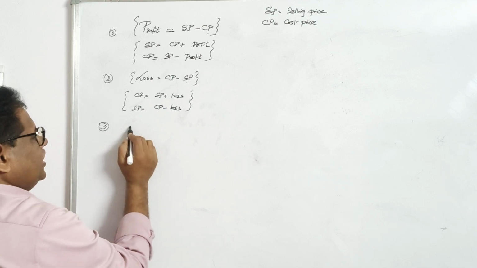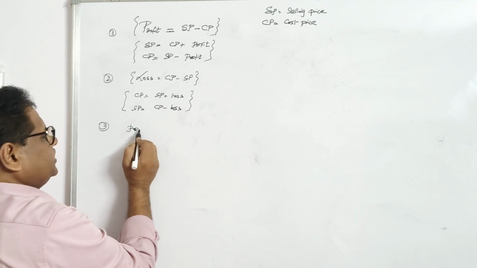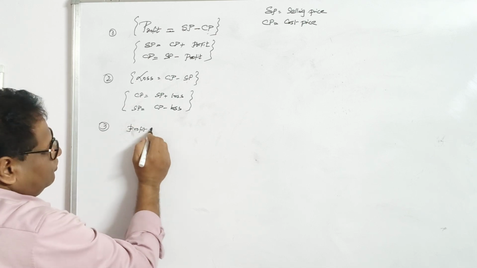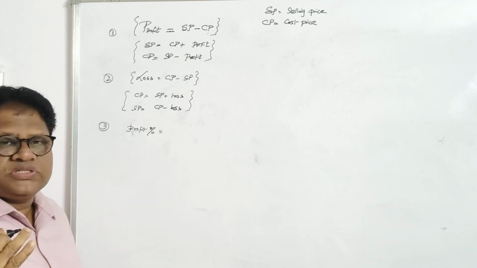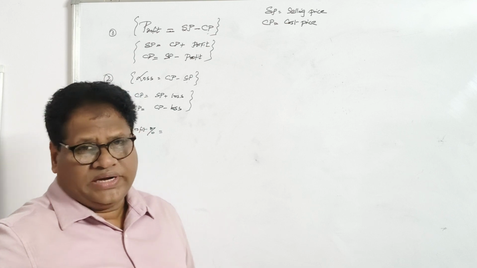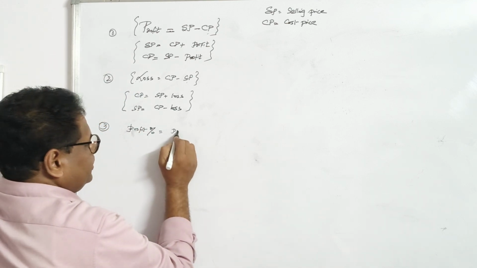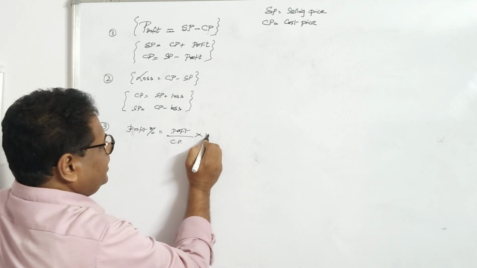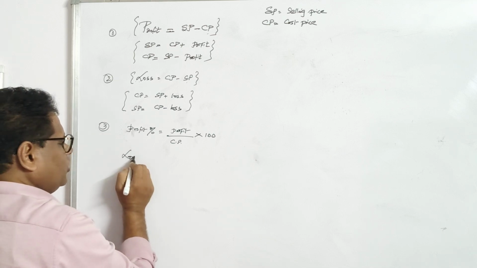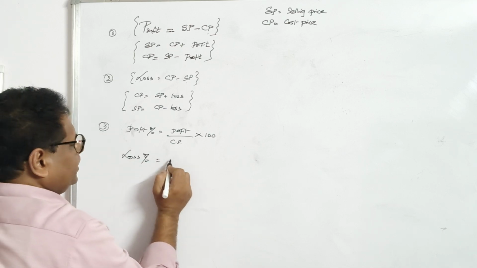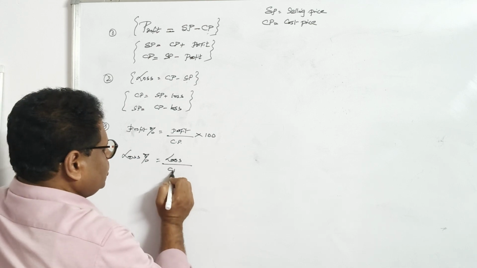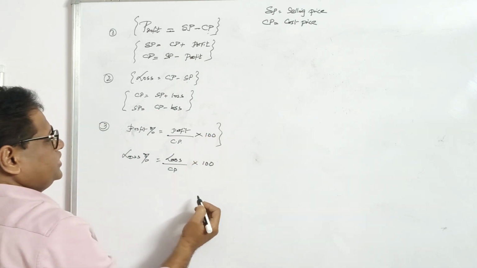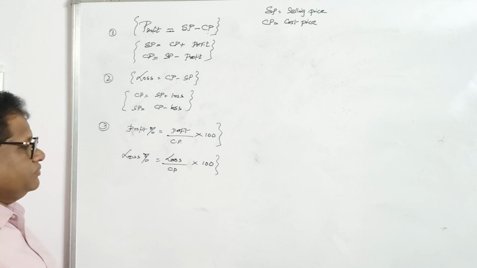Now the third expression is, if you want to find the profit percent, okay, profit percent or loss percent, they are calculated on the cost price, right? So it will be profit divided by cost price multiplied by 100. Similarly, if you want to find the loss percent, then you can divide the loss by cost price and multiply this by 100. So this is the expression for profit percent, this is the expression for loss percent, right?